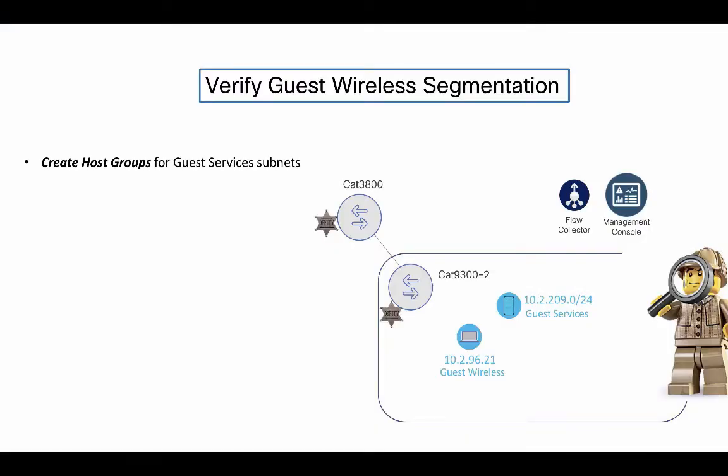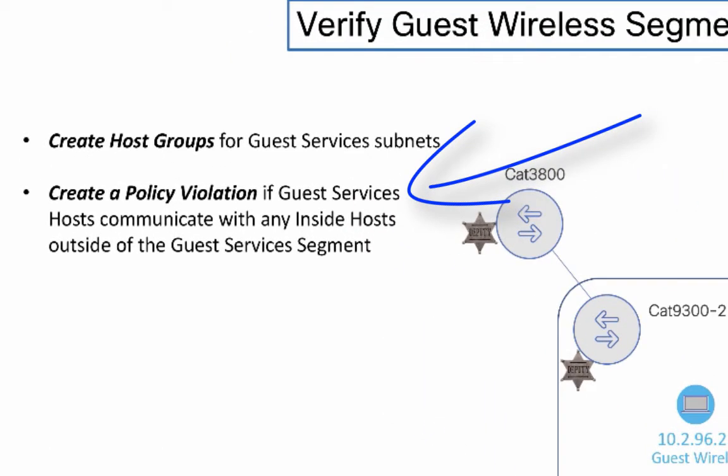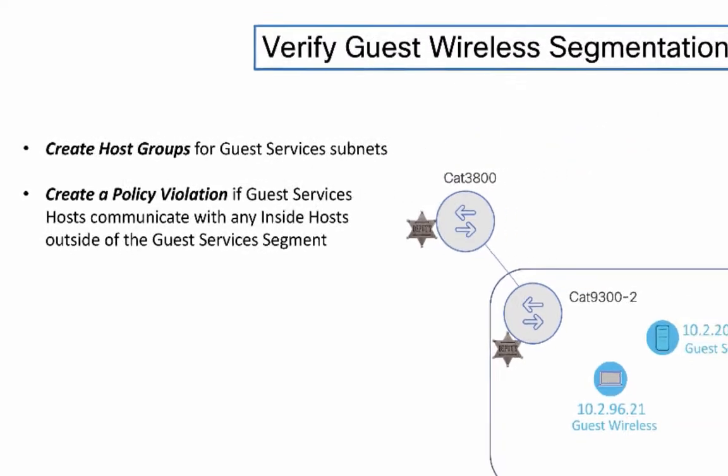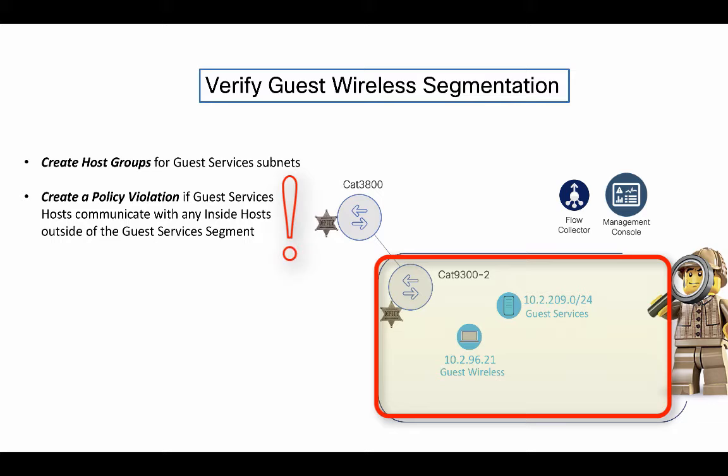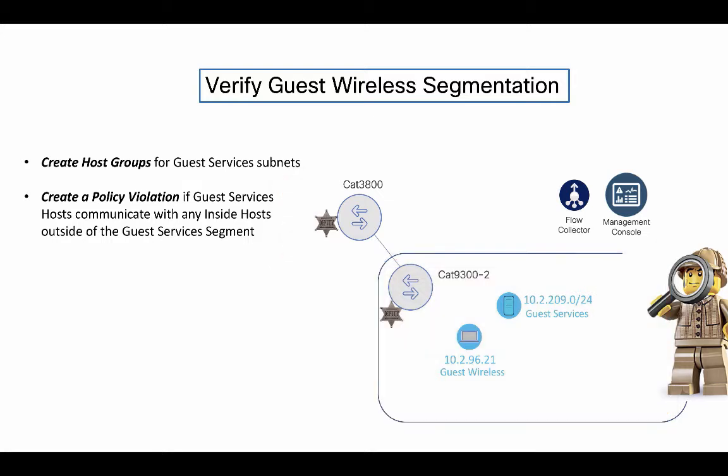So now we have our host groups. What now? We want to create a custom security event that will give us a policy violation alert if anyone in this host group in guest services ever talks to any other inside host in our network outside of the guest services host group, truly verifying whether our segmentation is really working. So let's go create that policy violation.